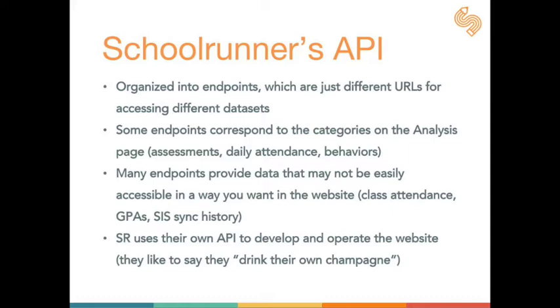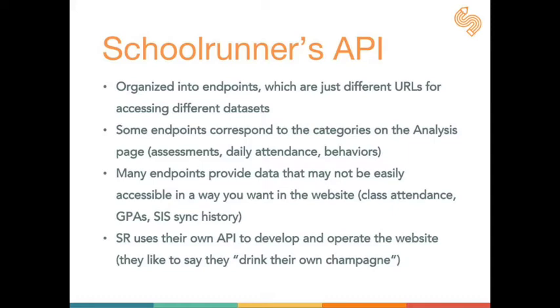Schoolrunner has changed a lot over the years, and I haven't used it as a user myself in a year or so, so I don't know if this is still true, but being able to access class attendance data used to be kind of hard in Schoolrunner, but it was very accessible through the API. Getting GPA data out of Schoolrunner was not super easy, or being able to analyze it through the UI, but you could pull that data through the API.